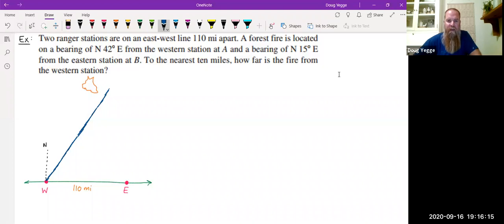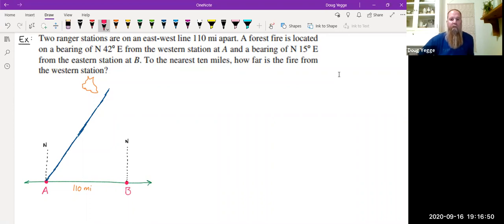But then it says that from station A, it's at a bearing of north 15 degrees east. So that means, again, from north, we're going to turn 15 degrees towards the east. Okay. Oh, from the western station A and a bearing of north 15 degrees from the station A. I realized we should have labeled these differently because I drew this incorrectly. Okay, so we've got, let's just say angle A, or side A and side B.